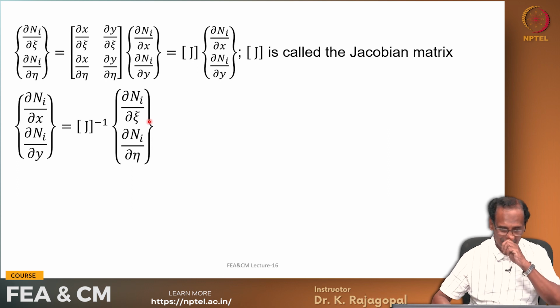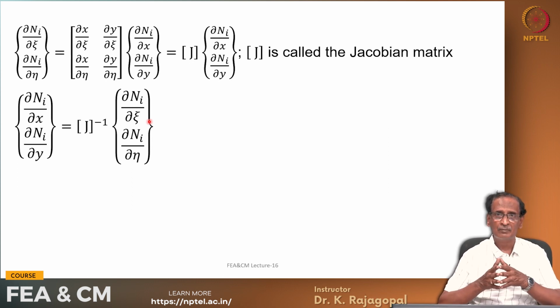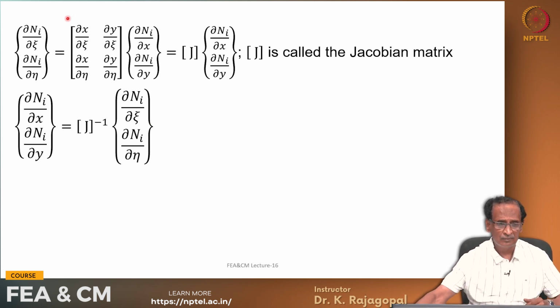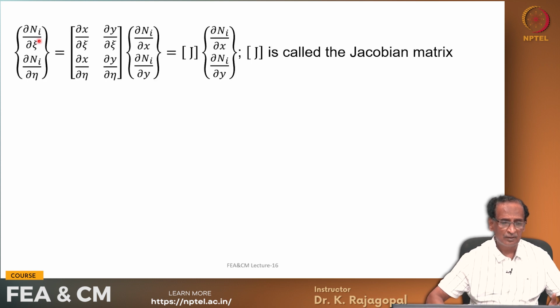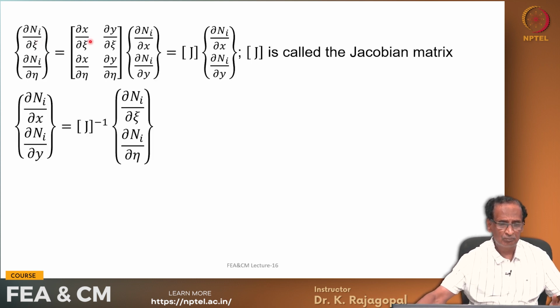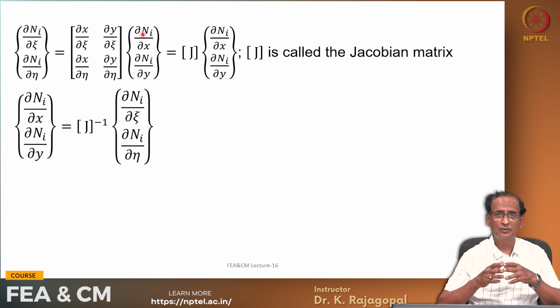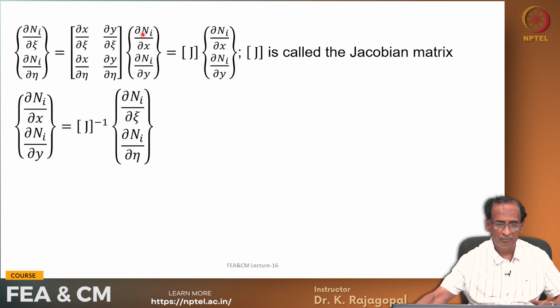The relation between our Cartesian system and the isoparametric system comes through our Jacobian matrix, as we had seen in the previous lecture. We can express the derivatives of the shape functions in terms of xi and eta through the Jacobian matrix, and then the shape function derivatives with respect to the Cartesian coordinates x and y.